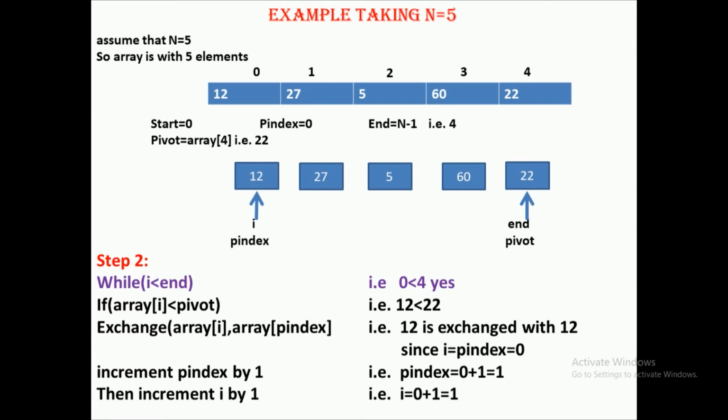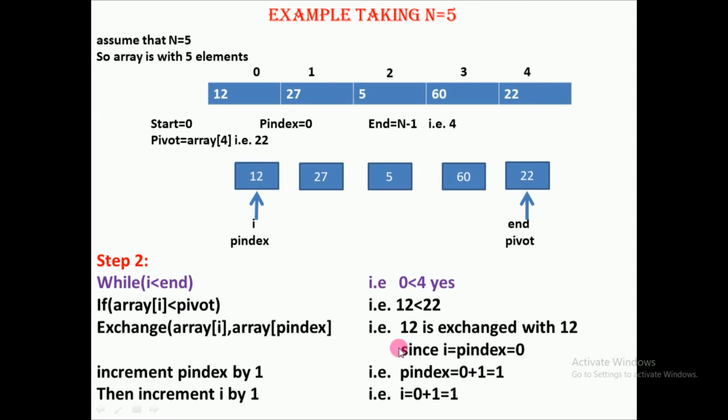So I have kept these things as they are. Now step 2, how it works. While I less than end, that is in the partition logic, while I less than end, that is 0 less than 4, yes. Then it takes the next statement. If array of I less than pivot, that is array of I is 12 less than pivot element 22, 12 less than 22.